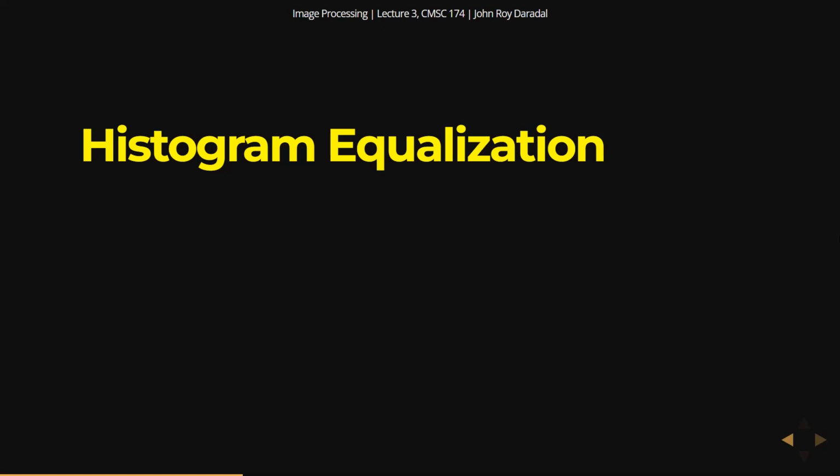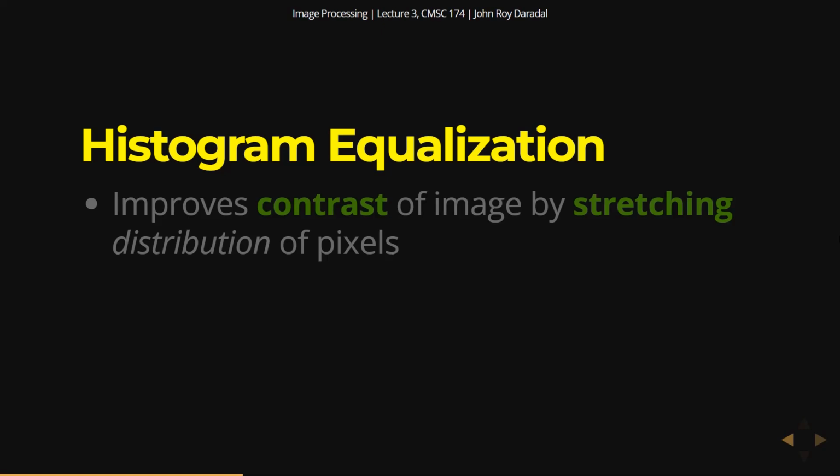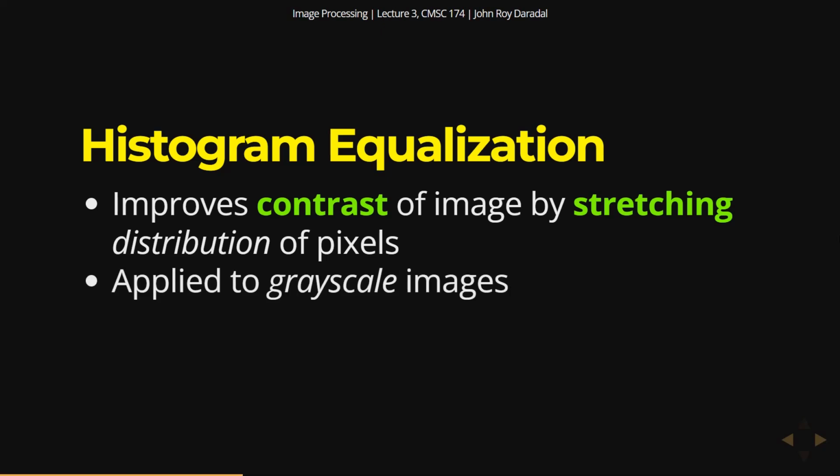Now, what is histogram equalization? It's an image processing technique that improves the contrast of an image by stretching the distribution of pixels. So what do you mean by this? If it's a bad contrast image, then the distribution of pixels will be concentrated on one area. But if it has good contrast, then it would be more distributed. We usually apply this to grayscale images, and we use cv2.equalizeHist as the function for histogram equalization.